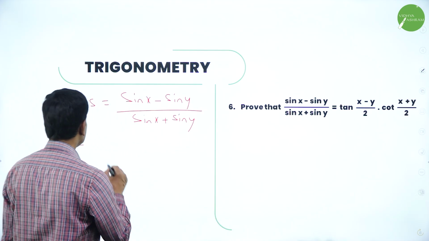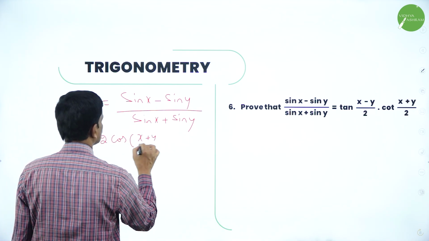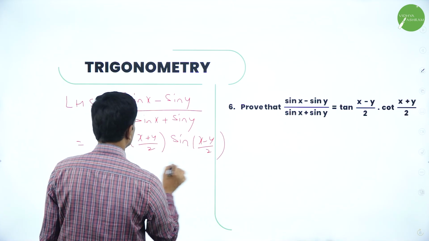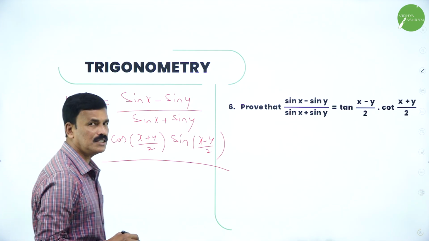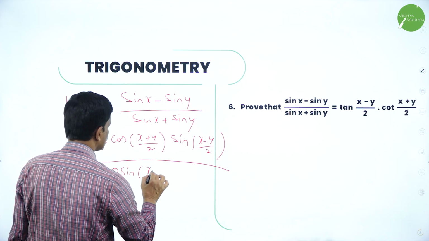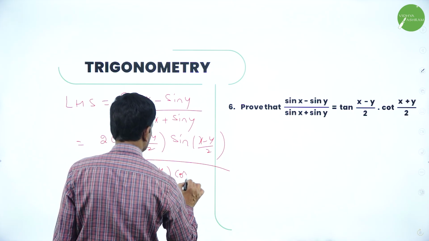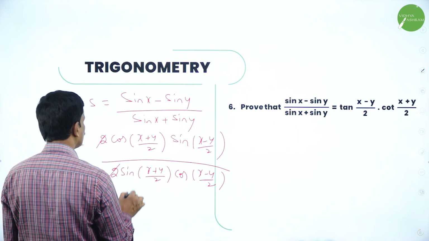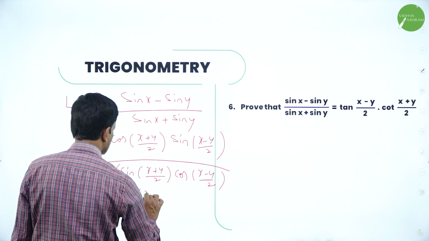What is sin c minus sin d? Sin c minus sin d is 2 cos of c plus d by 2 into sin of c minus d by 2. Sin c plus sin d is equal to 2 sin of c plus d by 2 into cos of c minus d by 2. Now, 2 gets cancelled. If you observe carefully, cos by sin is cot of x plus y by 2.